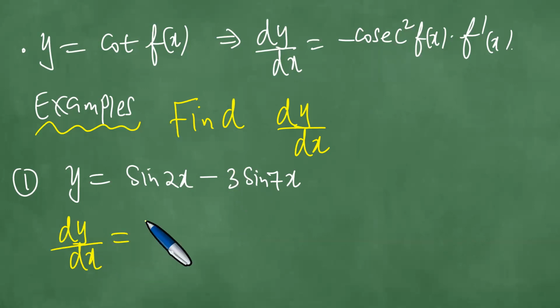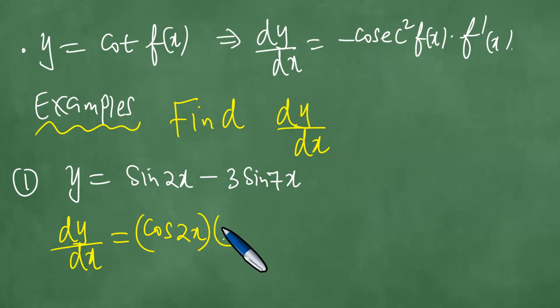Dy dx. Right, let's look at the derivative of this now. What is the derivative of this function? Right, the derivative of this function is clearly what? Because the derivative of the sine is the cosine. Right, the cosine of 2x. And then you multiply by the derivative of the 2x.